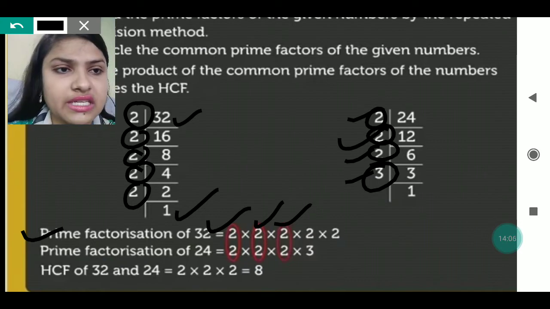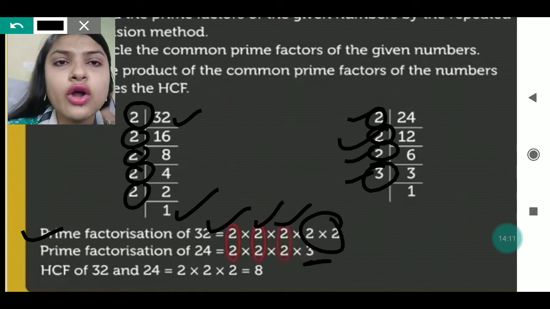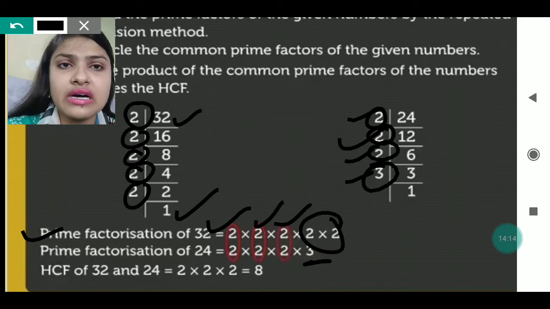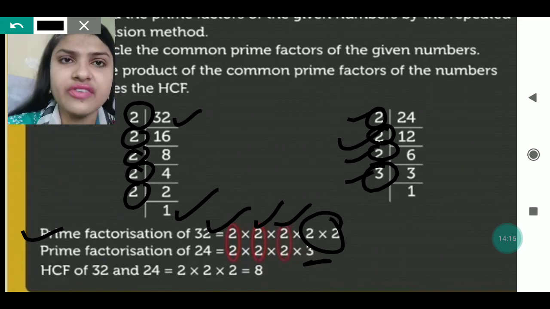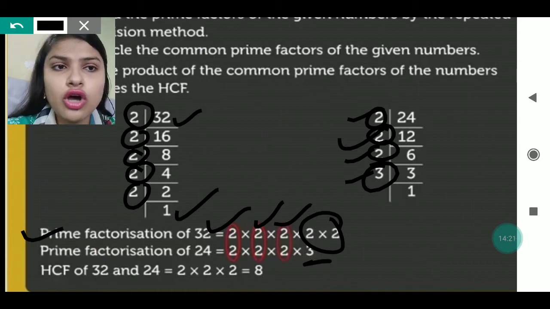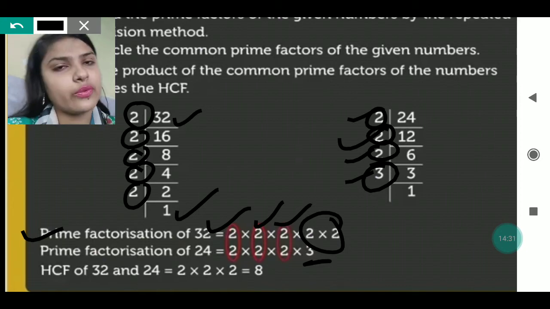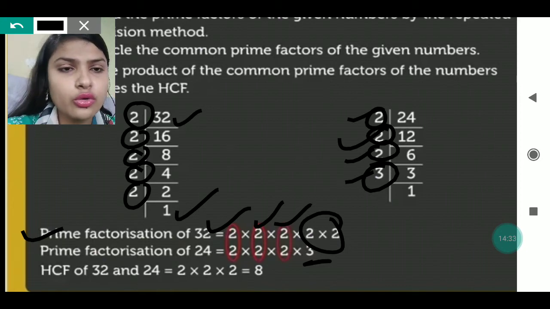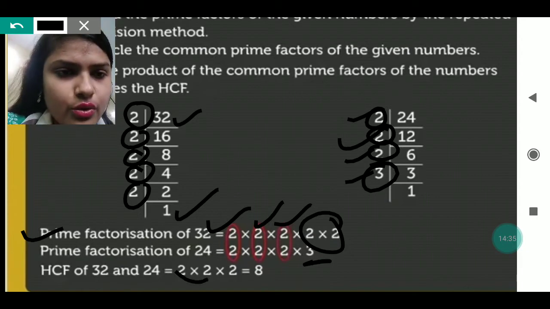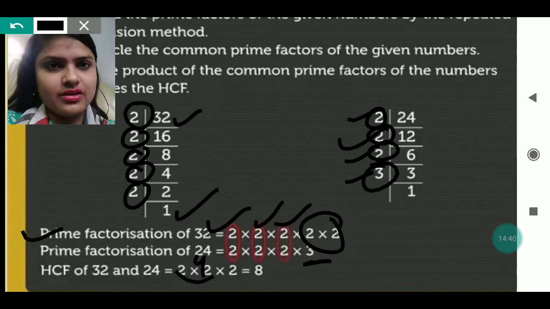After that maybe the question is, these 2, 2 and 3 you have not written. The uncommon ones we will not write. We will leave them. Only the common ones we have to take. Now 2 and 2 are not common and 3 is also not common, so we will leave them as they are. Now 2 into 2 into 2, what will you get? 8. So 8 is the highest common factor of 32 and 24. 2 into 2 is 4 and 4 into 2 is 8. So 8 is the highest common factor. Okay.